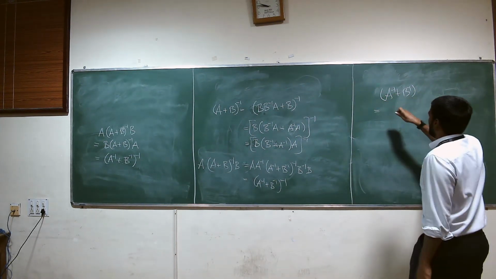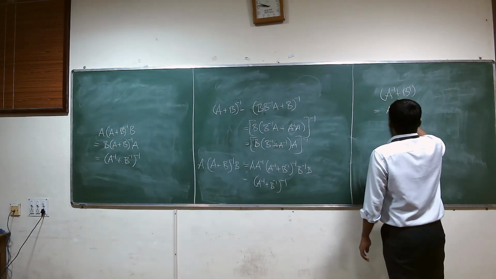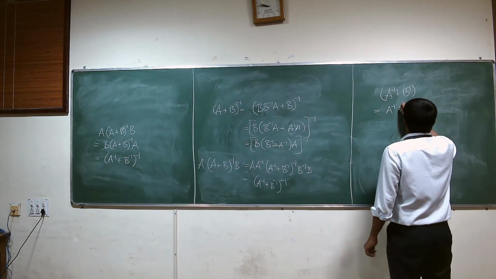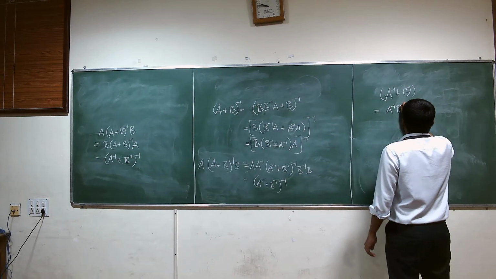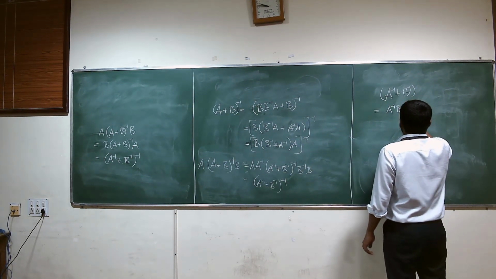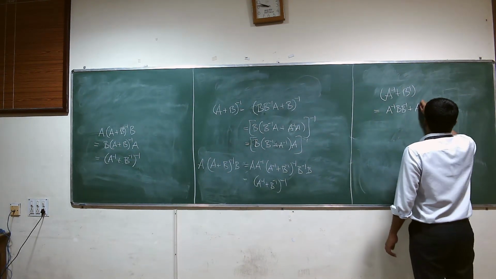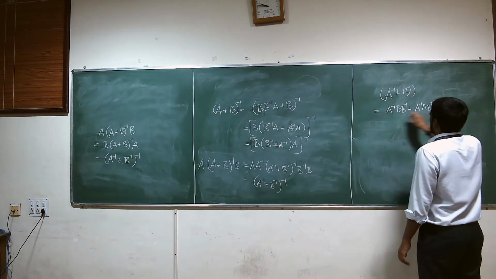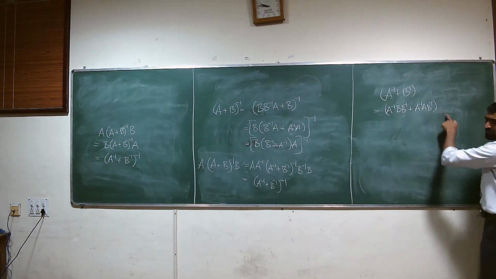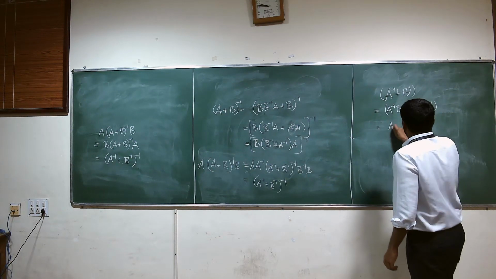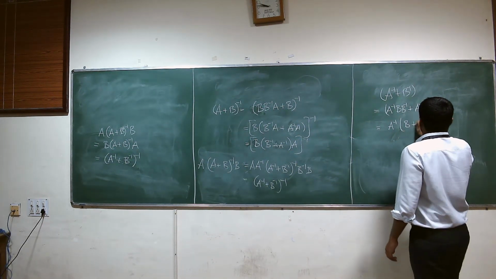Let's do it this way. Let's do inverse b, b inverse plus a inverse a, b inverse. I can take a inverse outside on this side, b inverse outside on this side. So I have inverse. So I'll have b plus a.